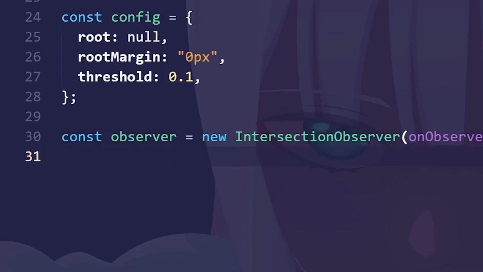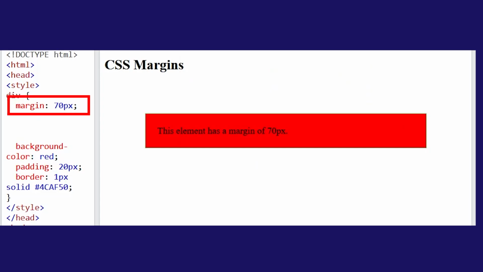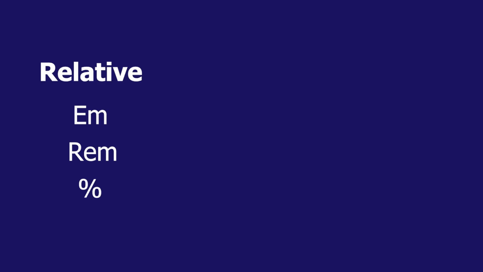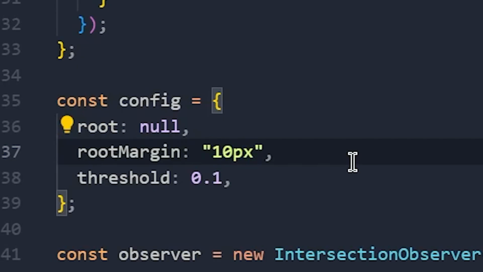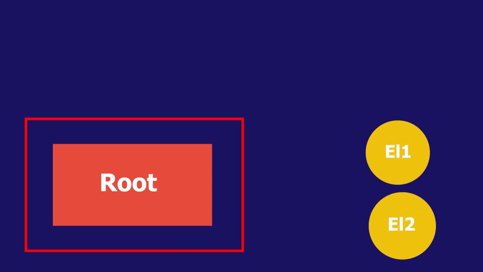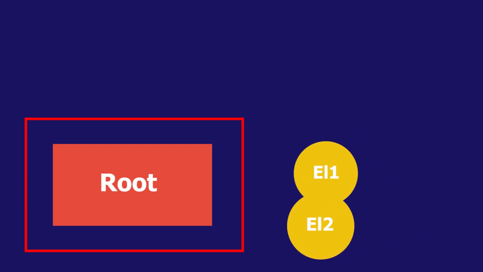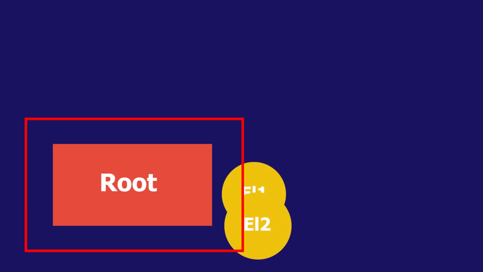You can think of root margin as the CSS margin property. It can take both relative and static values. Therefore you can give it a value in pixels or in percentage. This sets an imaginary margin over the root element, by which we can state how much earlier we want the callback function to be called before the root element makes contact with the observed element.